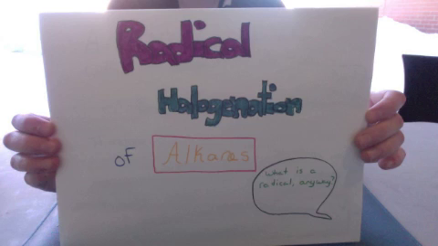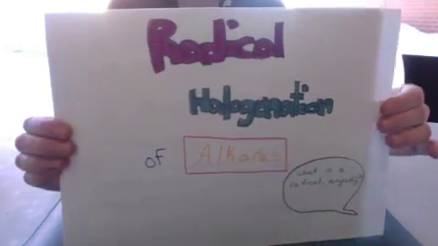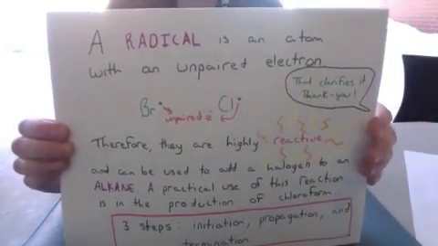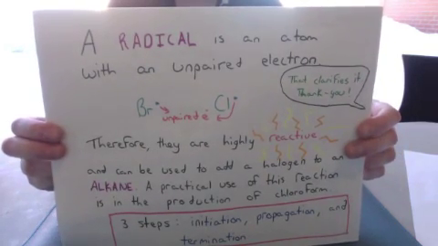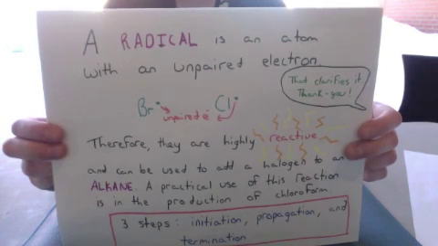Don't worry about it, it's not that difficult. Today we're going to teach you all you need to know about radical halogenation. A radical is an atom with an unpaired electron. Therefore, they are highly reactive. Radical halogenation has 3 steps: initiation, propagation, and termination.